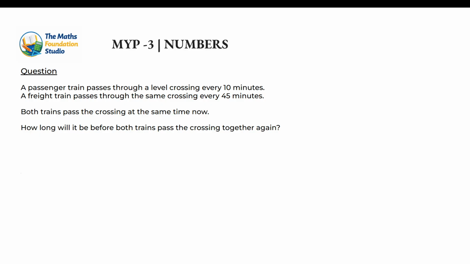A passenger train passes through a level crossing every 10 minutes. A freight train passes through the same crossing every 45 minutes. Both trains pass the crossing at the same time now. Very important. How long will it be before both the trains pass the crossing together again? Okay. So now in such questions, we have to always go and find the LCM of these two timings, which will help us to find when the next time these both trains will cross each other.